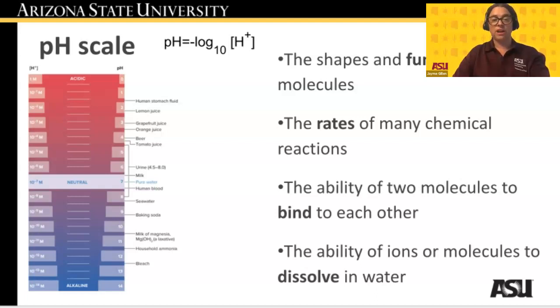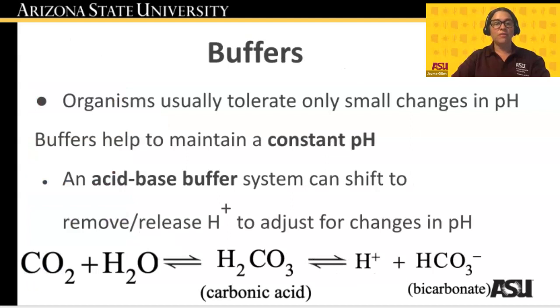The pH of a solution affects the function and the shape of the molecules in a reaction, as well as the reaction rate. pH alters the ability of molecules to bond and changes the ability for ions or molecules to readily dissolve in water. Buffers are solvents that help solutions to maintain a constant pH. In life, organisms usually tolerate a very limited range of pH change. Buffers help to keep the environment tolerable. The acid-base buffer system shifts reactants and products to remove or release hydrogen ions to minimize a change in pH. These reactions readily convert between intermediate forms and proceed forward or reverse based on the needs of the reaction pH.